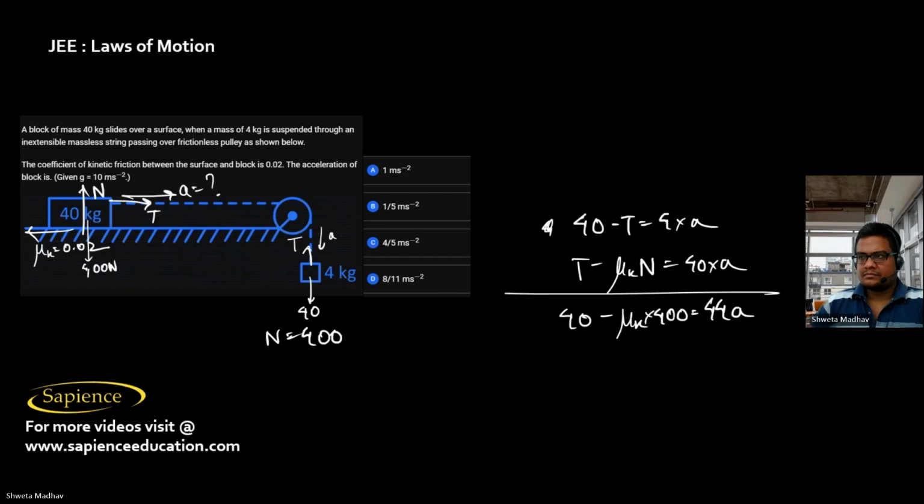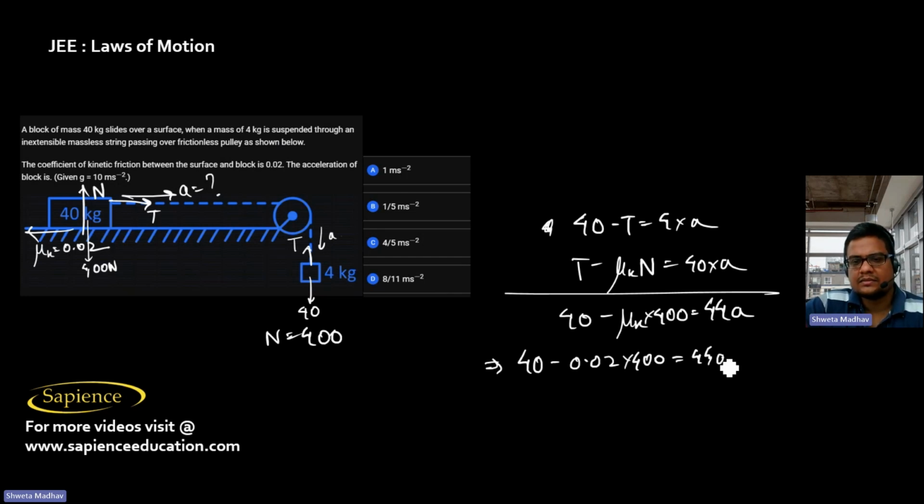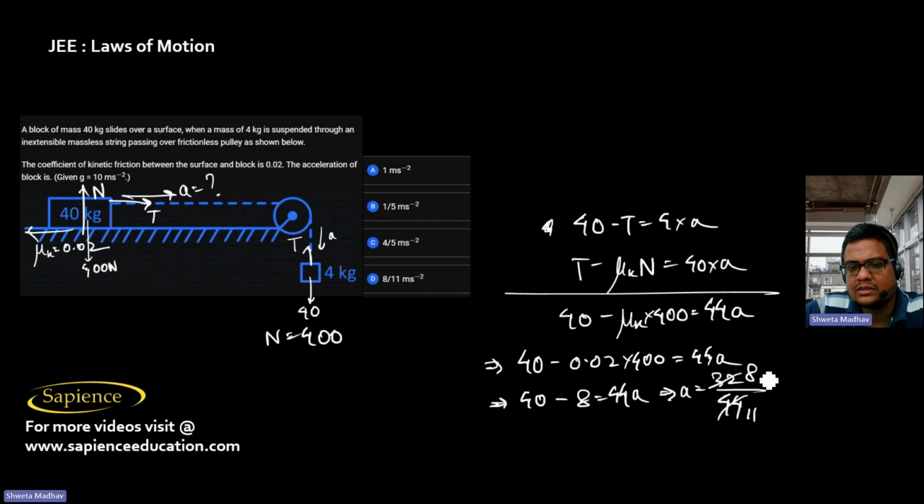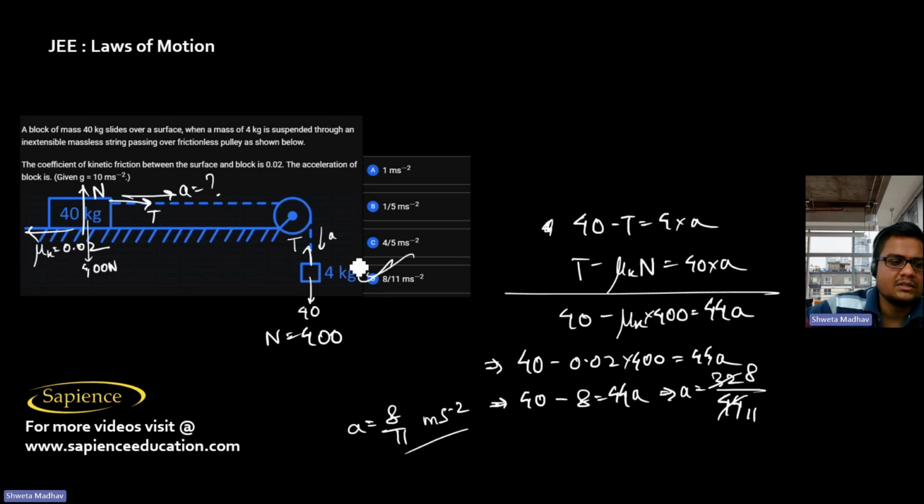Now this will be 40 minus 0.02 into 400 equal to 44a. Therefore this will be 40 minus 2 by 100, so 2 for the 8 equal to 44a. Therefore a will be equal to 32 by 44. So 4 11s are 44, 4 8s are 32. So a will be equal to 8 by 11 meter per second square. So the acceleration of the block will be 8 by 11 meter per second square. So option D is the correct answer.